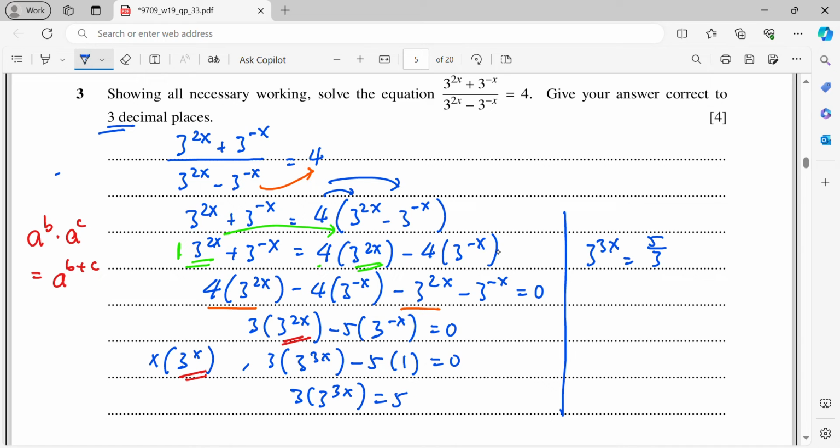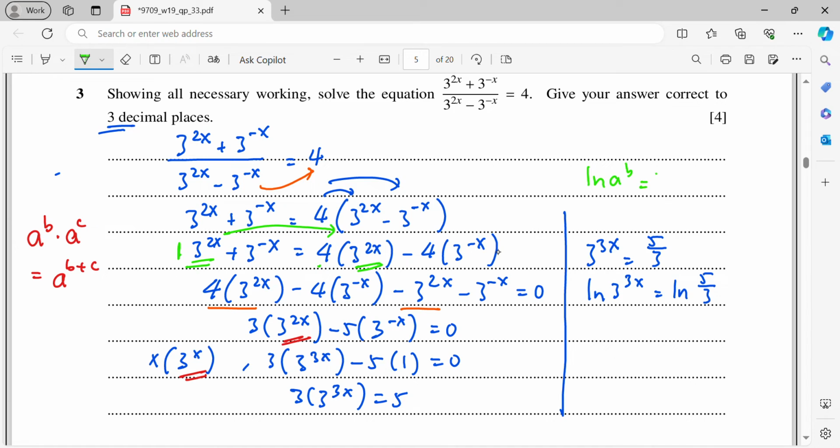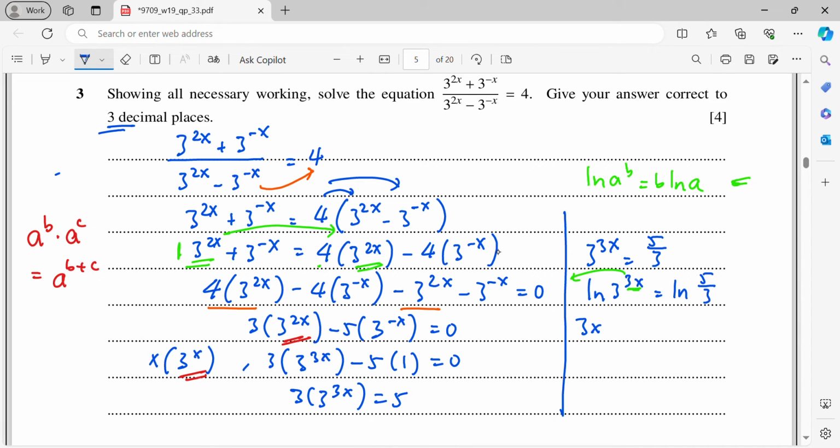And then now you can just take ln both sides. Ln 3 power 3x equals to ln of 5 over 3. And then we have a formula: ln a power b is b ln a. So this 3x is the power of 3, which means it can be brought down according to this formula. So I will bring down 3x, then multiply with ln 3. Then this is going to be ln of 5 over 3.